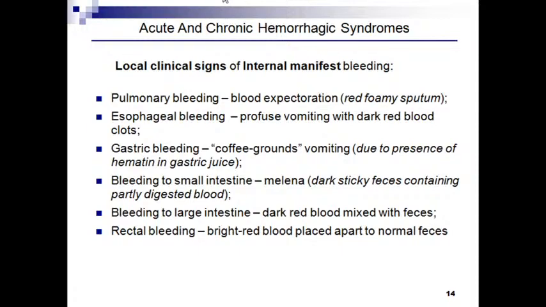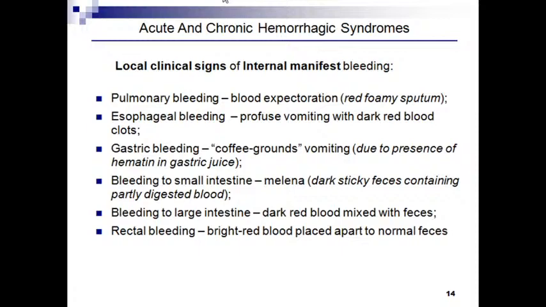Gastric bleeding: coffee grounds vomiting due to presence of hematin in gastric juice. Bleeding into the small intestine: melena is the name of the symptom, dark sticky feces containing partly digested food. And bleeding into the large intestine: dark red blood mixed with feces. And rectal bleeding: bright red blood placed apart from normal feces.